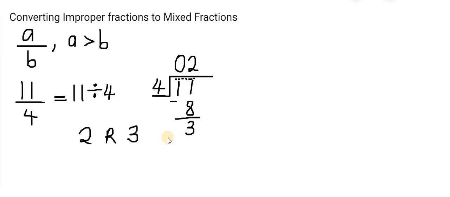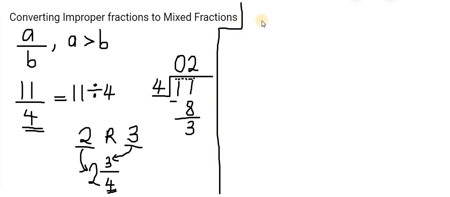But how does 2 remainder 3 create the mixed fraction, you may ask? 2 is the whole number, 3 is the top of the proper fraction, and 4 is the bottom number. So this came from here to here, this here to here, and the bottom number, like I said, never changes. Okay, we can repeat this again.